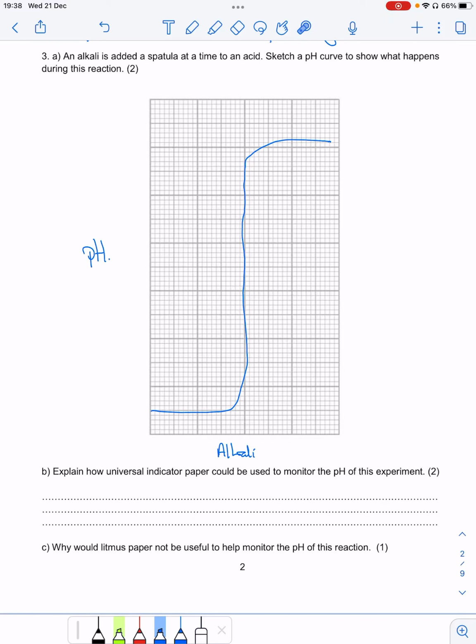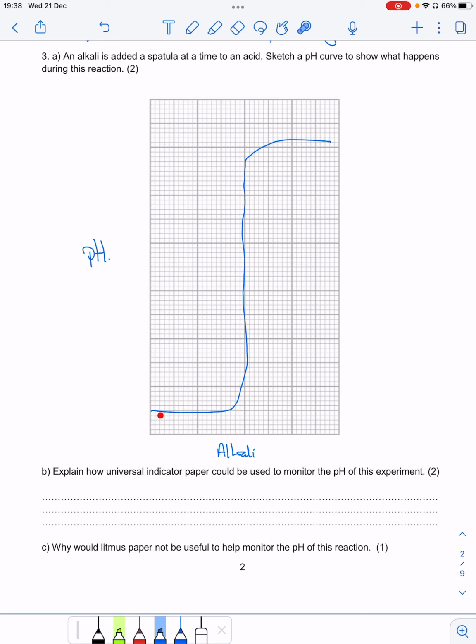So, to draw our graph, I'm just going to label the x-axis number of spatulas of alkali, and up here we're going to measure the pH. And it's just a sketch, I'm not putting numbers on, I'm just trying to sketch this out. In the test you did, it wanted numbers, but I'm just going to use this as a sketch.